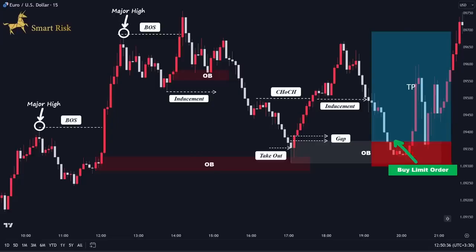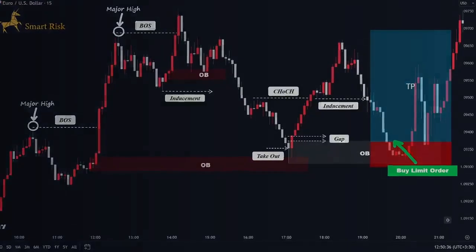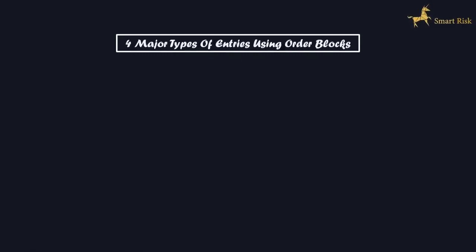Traders, we have thoroughly covered the major order blocks that frequently appear on real price charts, enabling us to develop a solid understanding of how to identify them. Now, in the following section, we will explore the entry models that can be incorporated into our trading plans using order blocks. These entry models will serve as effective tools for executing trades based on the insights gained from order block analysis. There are 4 primary types of entries that we can employ when executing trades using order blocks.